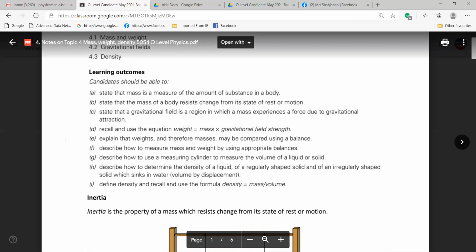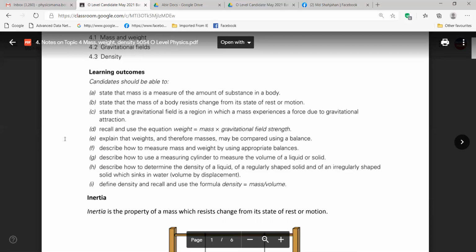State that mass is a measure of the amount of substance in a body. State that the mass of a body resists change from its state of rest or motion. State that a gravitational field is a region in which a mass experiences a force due to gravitational attraction. Recall and use the equation weight equals mass times gravitational field strength. Explain that weights and therefore masses may be compared using a balance. Describe how to measure mass and weight by using appropriate balances.